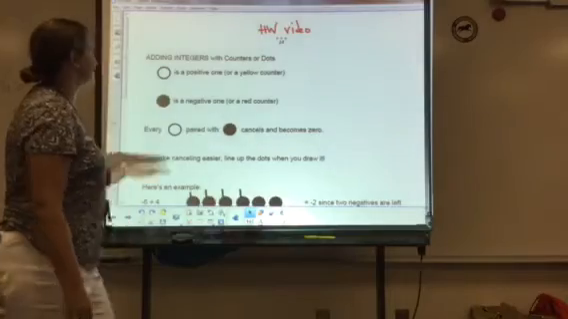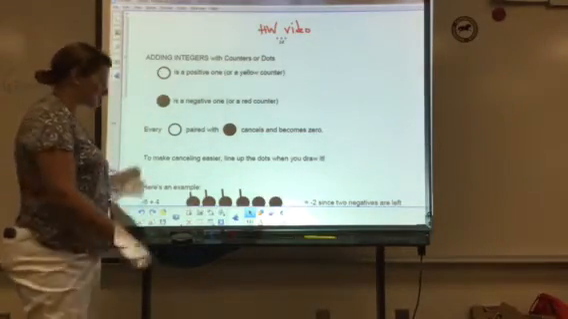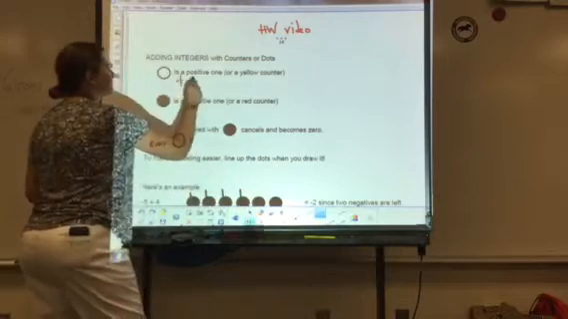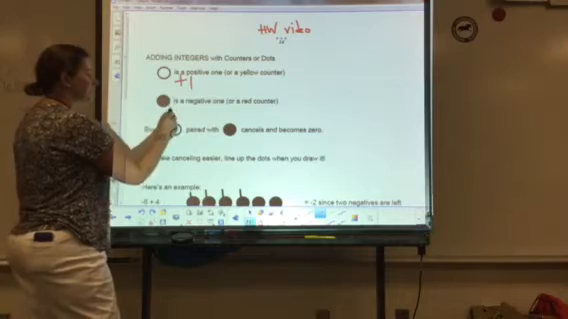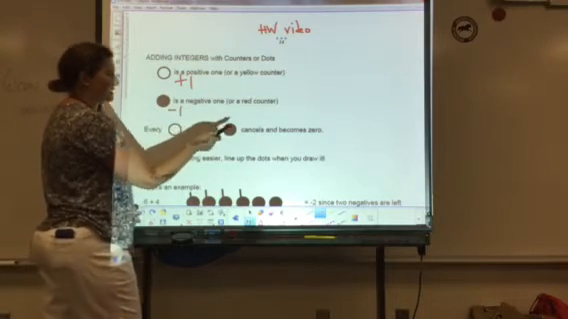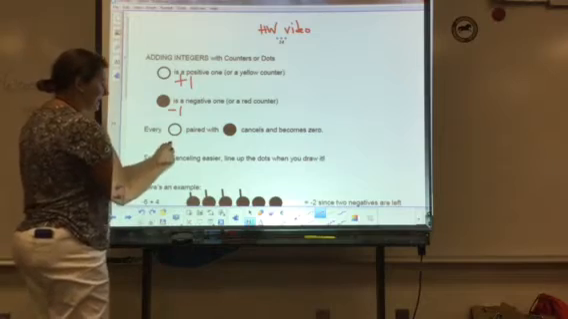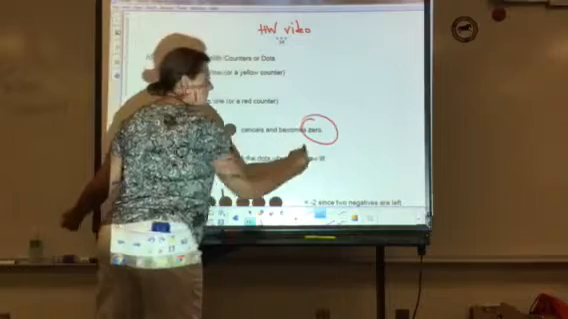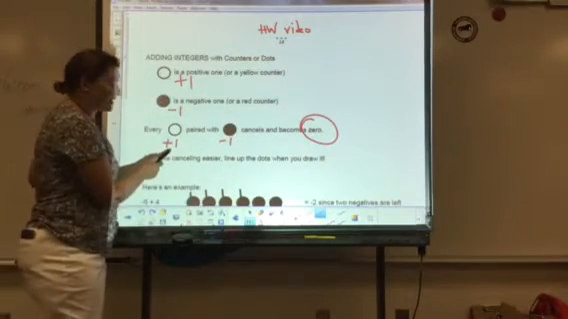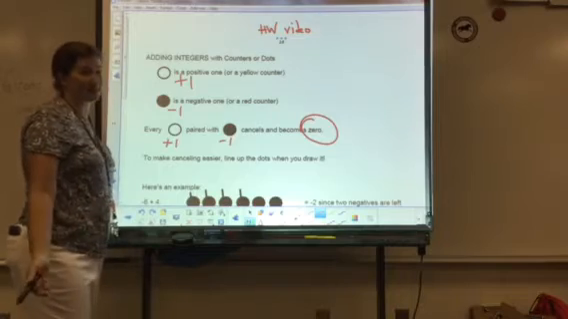On page 14, this is where we use counters or dots. A blank or white circle is +1. If we use the counters in school, those would be yellow. A black circle is a -1. If we use the counters in school, they're red. I don't know that we're going to do that much. So every +1 paired with a -1 becomes 0. Think about it. If you find $1 and then you lose $1, you got nothing. You haven't gained anything, but you haven't lost anything either.